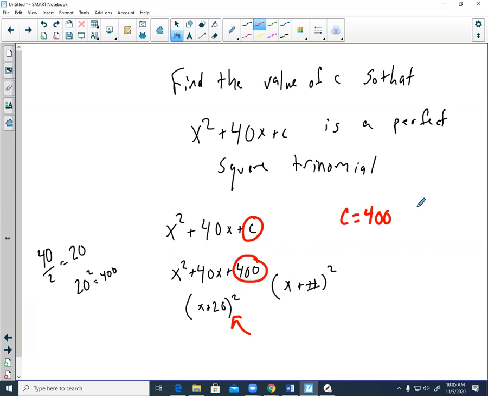Is that all you're trying to find typically, is just the 400? In that specific question, yes, but there are different questions that just ask you to solve.